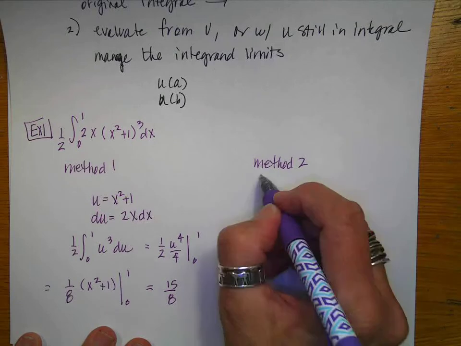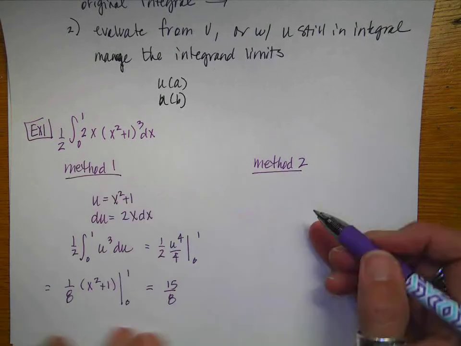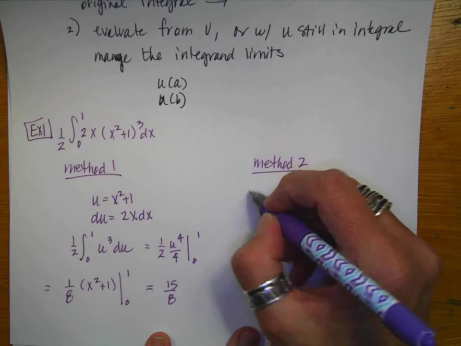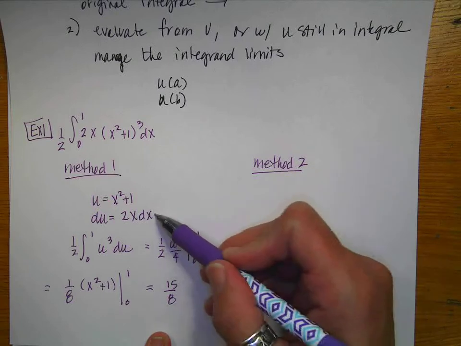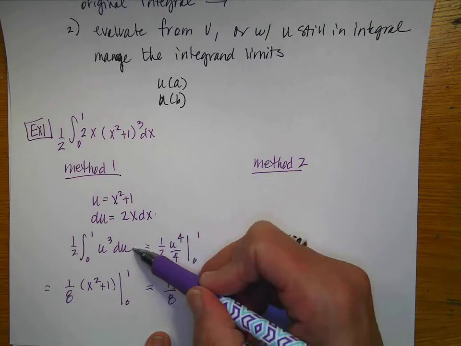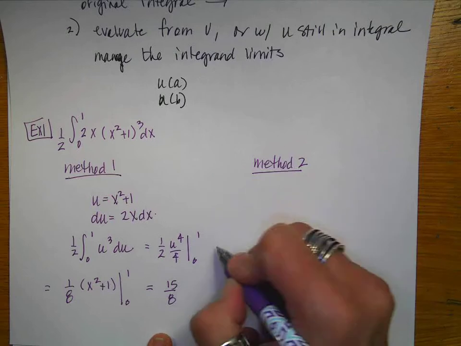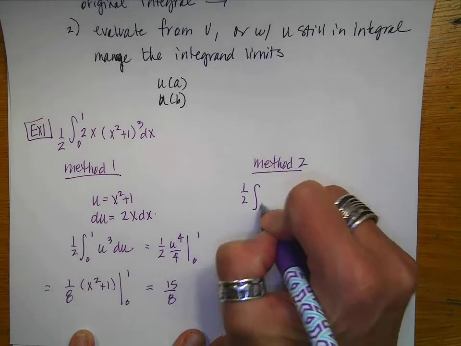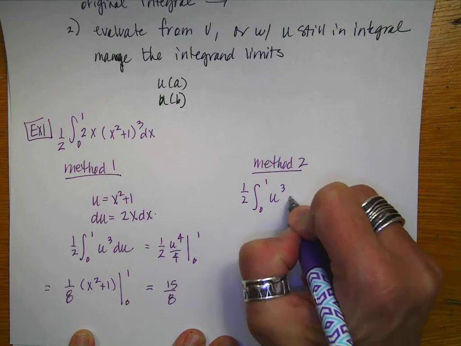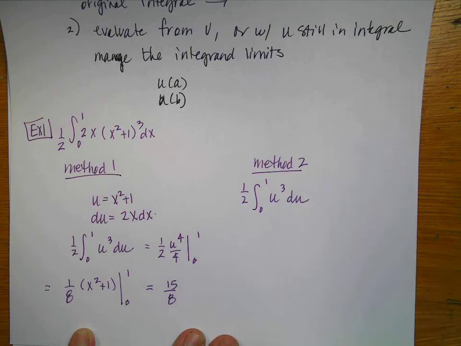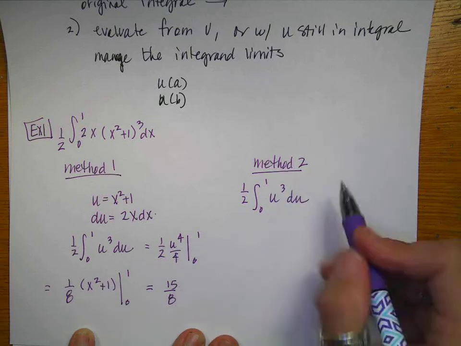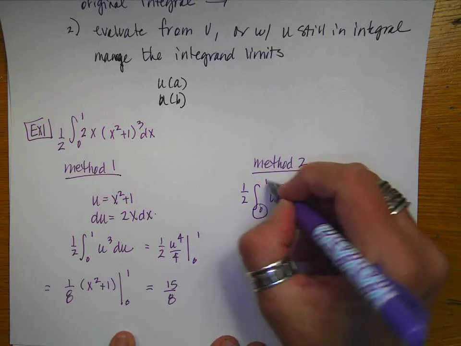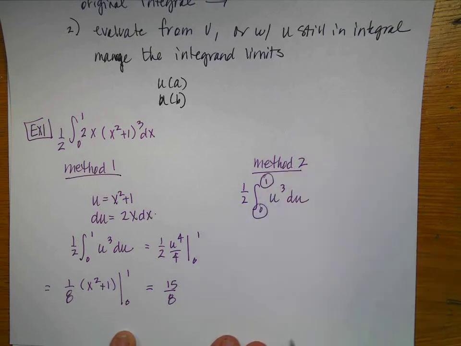Okay? So now I'm going to show you the difference between method 1 and method 2. So I'm going to do my integration the same way. So I would have chosen the same u, I would have done my du, I would have evaluated, and then I'm going to set this up from 0 to 1 of u cubed du, okay? I'm going to go ahead and integrate. Actually, before I do that, the second method redoes your integrand limits.